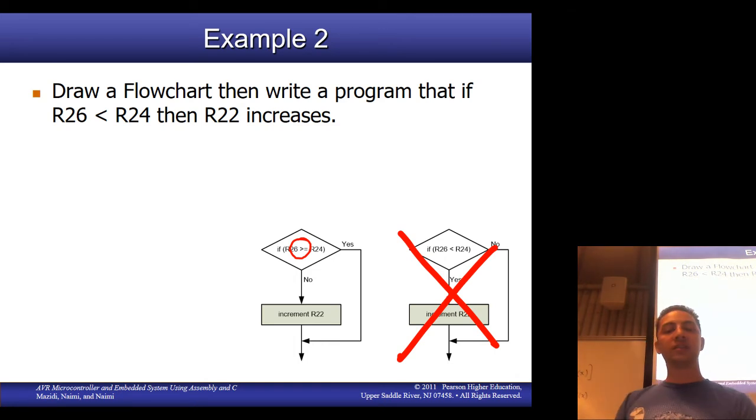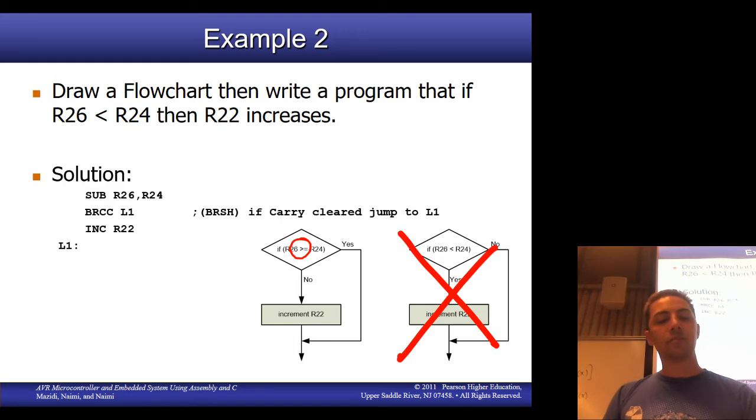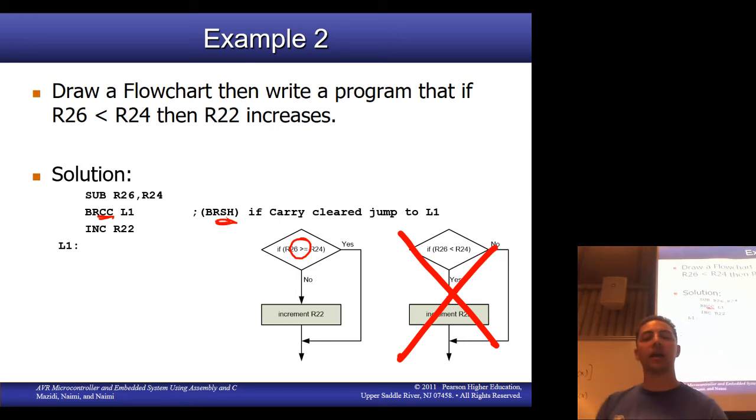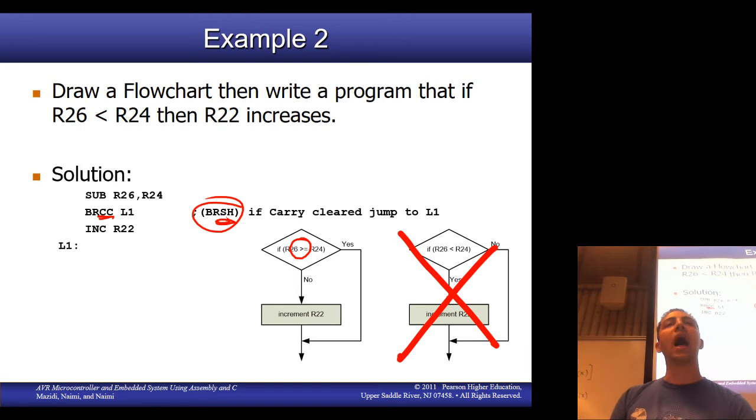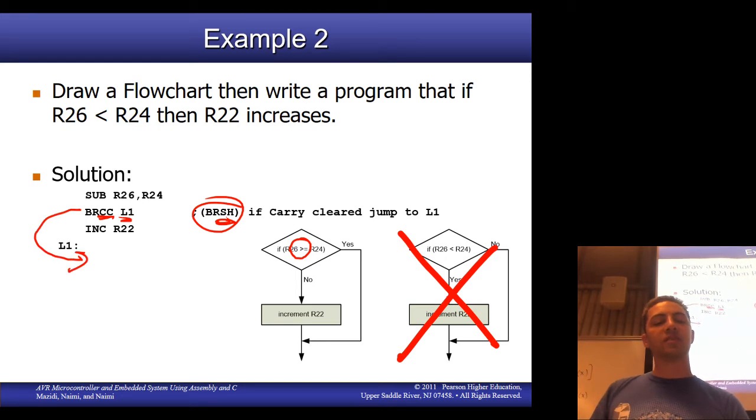So yes, there is an instruction. It's greater than. And here they write it down as carry clear, which is the same as same or higher. I prefer that you write branch if same or higher because it implies meaning. So it branches to this label L1, so it branches past the increment.